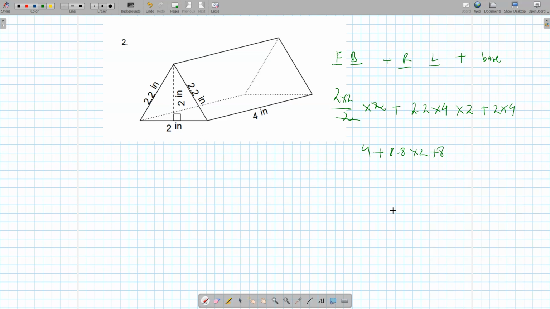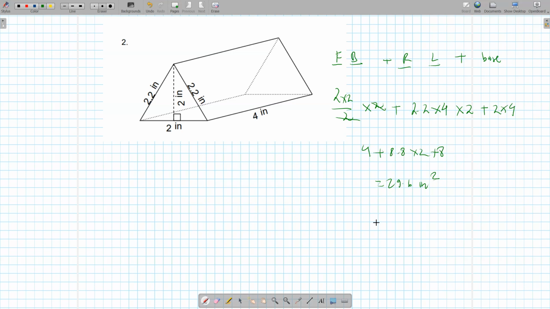Now if you plug this in the calculator, you get 4 plus 2.2 times 4 times 2 plus 8, and that gives us 29.6 inches squared. Okay, the unit for area will always be squared. Now that's a surface area. That's pretty easy, right? You just add up all the surfaces.